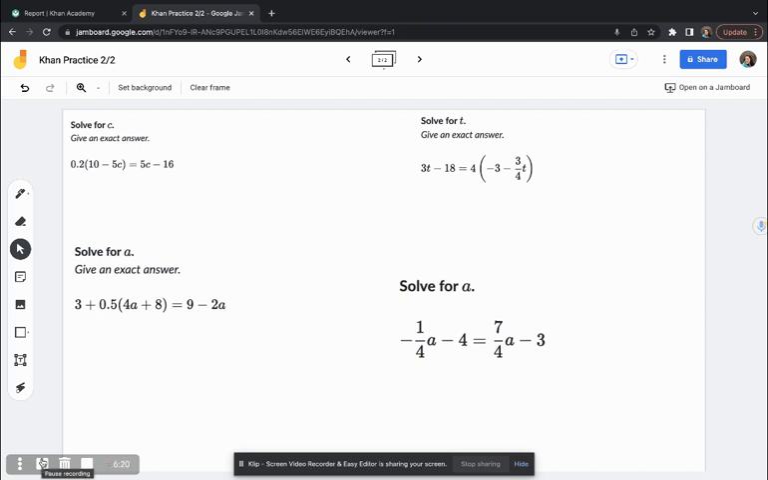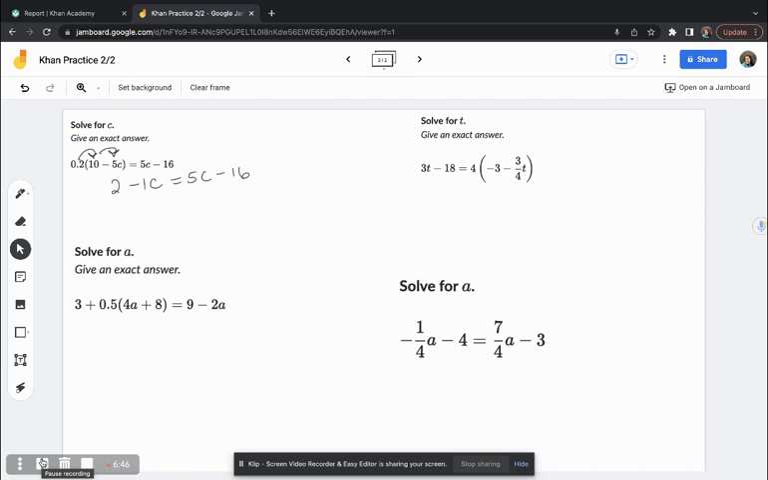Right, so these ones, now we have some decimals and fractions. So this first one, the concept is the same as what we were doing before. We're just distributing a decimal instead. So 0.2 times 10 is going to give us 2. And 0.2 times negative 5 is going to give us negative 1. And we're going to drop everything else down.